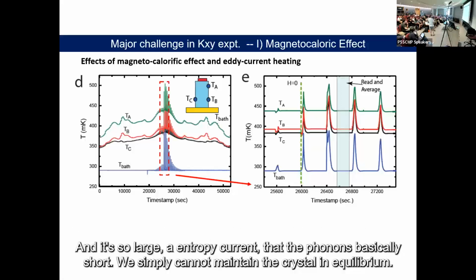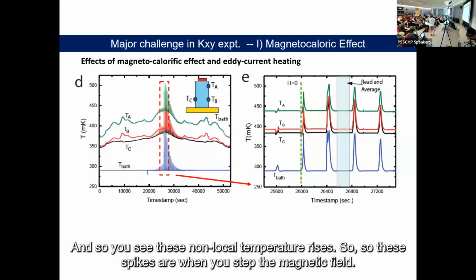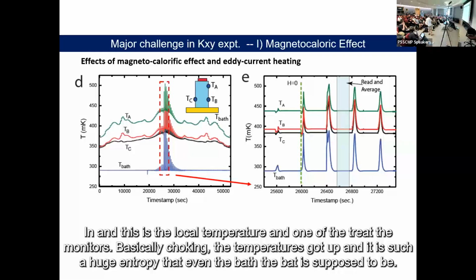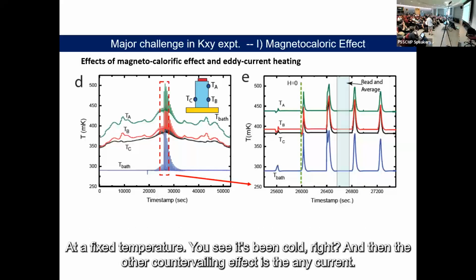It's so large an entropy current that the phonons basically choke. They simply cannot maintain the crystal in equilibrium. And so you see these non-local temperature rises. These spikes are when you step the magnetic field, and this is the local temperature, with one of the 3 thermometers basically choking. The temperature has gone up, and it is such a huge entropy that even the bath, which is supposed to be at a fixed temperature, is being pulled.